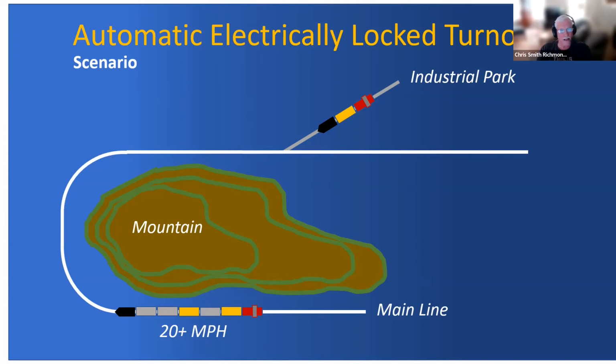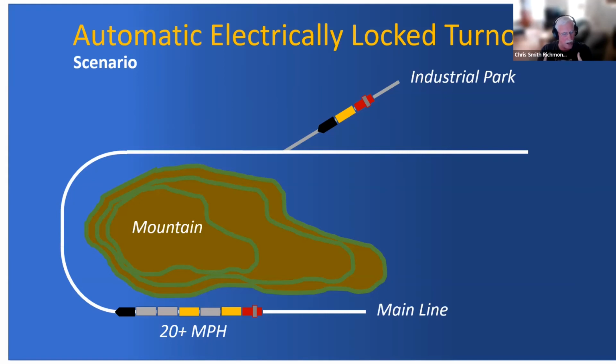So in the case of an automatic electrically locked turnout, what the railroad is saying is, hey, we have a case where we've got a relatively high-speed main line, and we've got a spur emanating off of that main line. And if the main line is 20 miles per hour track speed or higher, we have to have a way of protecting from someone opening the points in the face of an oncoming train. Now, some railroads, to avoid putting in an automatic electrically locked turnout, will actually require by rule that no train may totally vacate the main line on a spur.